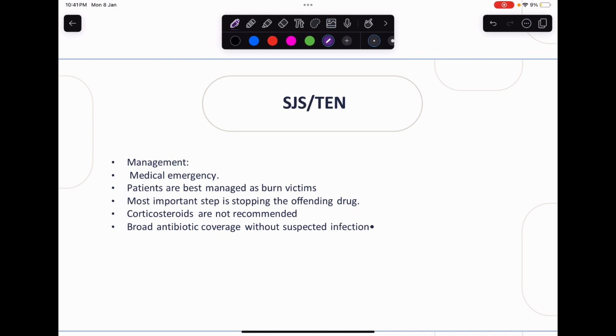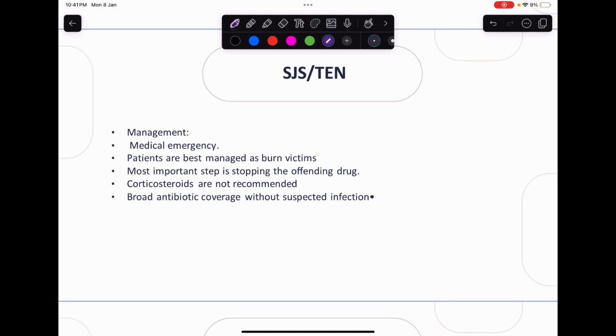بالنسبة للمانجمنت طبعا نعتبر هذه الحالات it's a medical emergency, so you have to يعني act rapidly. The patient best managed as a burn victim. You have to admit them to ICU. ليش؟ لأنهم at a risk of thermal dysregulation. You have also to call other specialties. The most important step طبعا to stop the offending drug. And in this case corticosteroid is not recommended. ليش؟ لأنه it might increase the risk of infection. ونعطيهم بعد ال broad spectrum antibiotic.